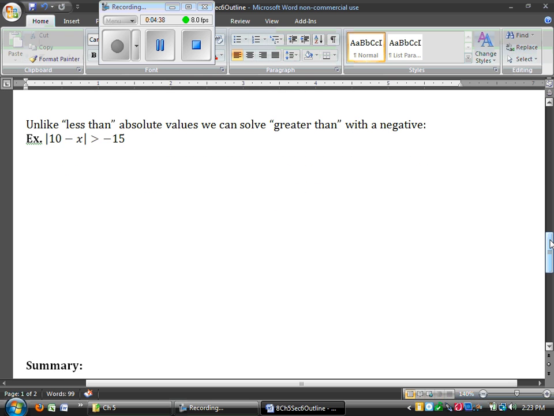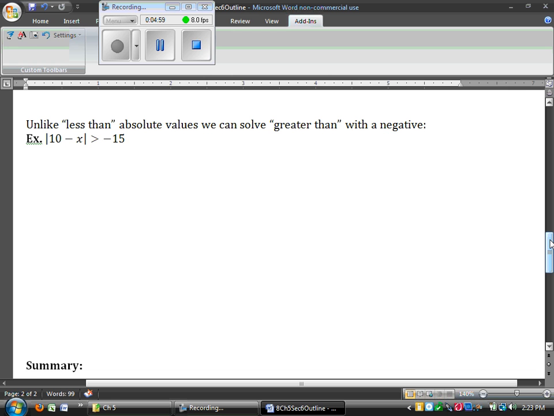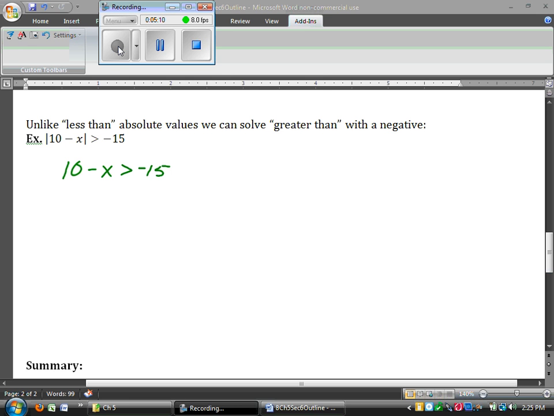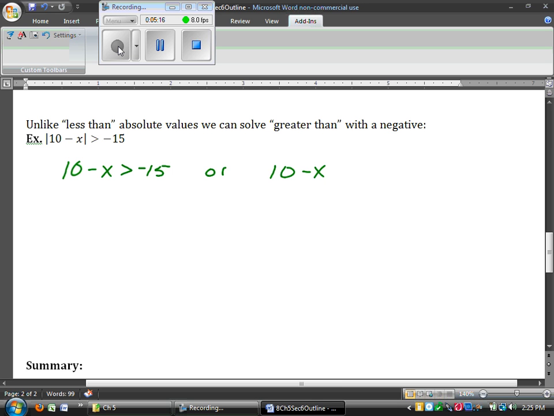Now, unlike the less than absolute values, we can solve greater than with a negative. We can be bigger than a negative number. That's possible because the absolute value of 10 minus x is going to be positive, and positive numbers are bigger than negative. So we can still set up the way I talked about at the beginning. Keep it exactly the same: 10 minus x is greater than negative 15. Inside the same, flip the sign, change the sign.